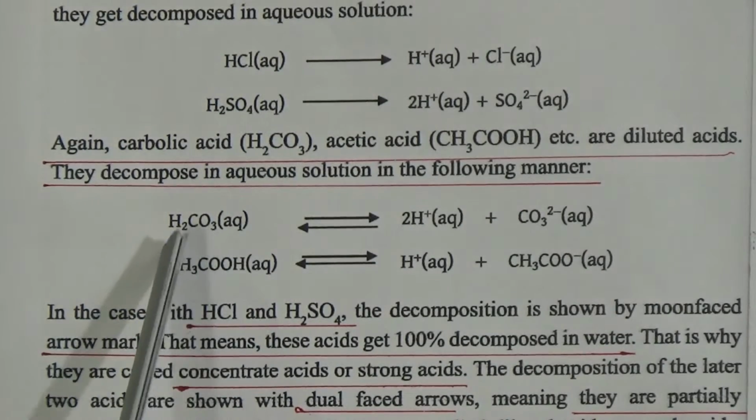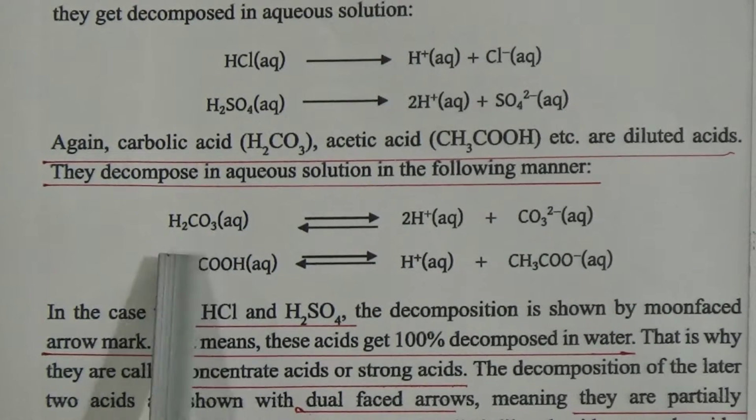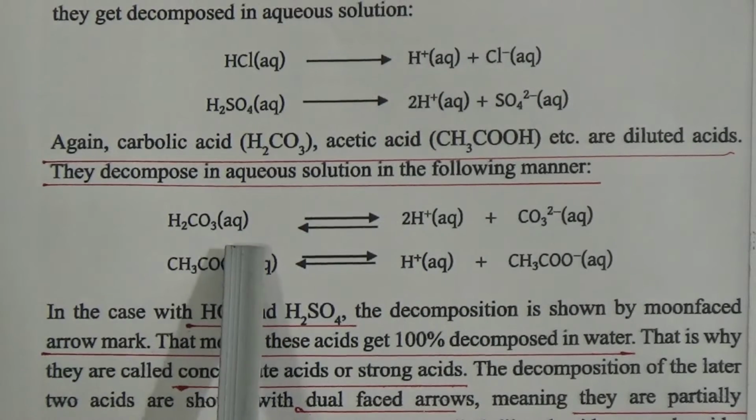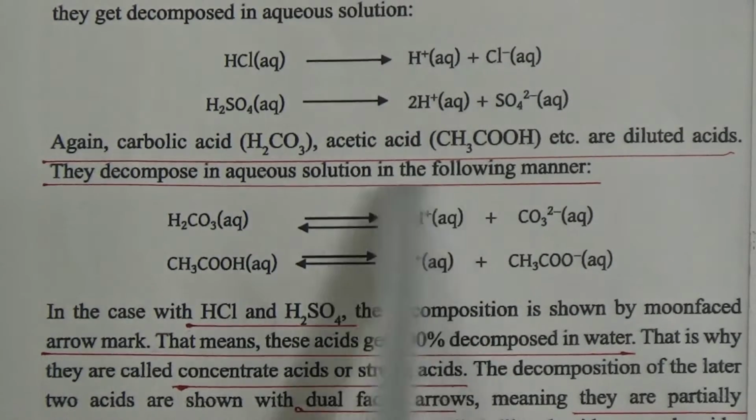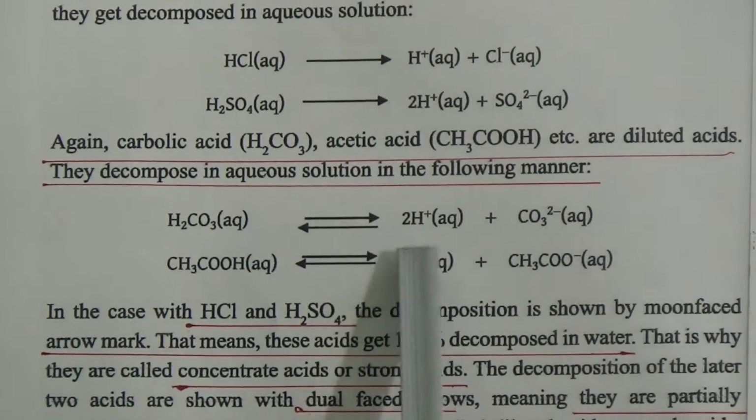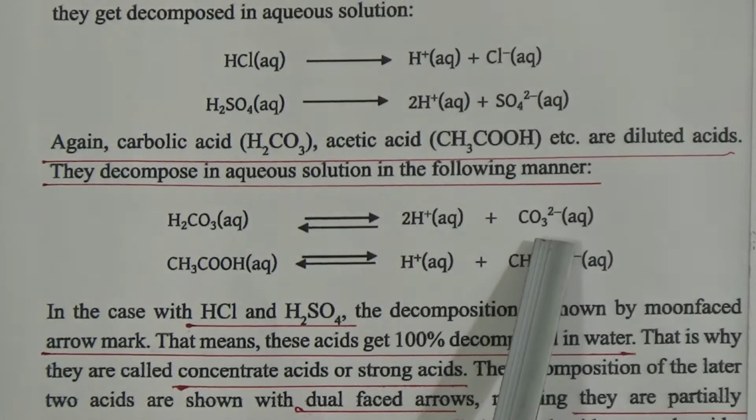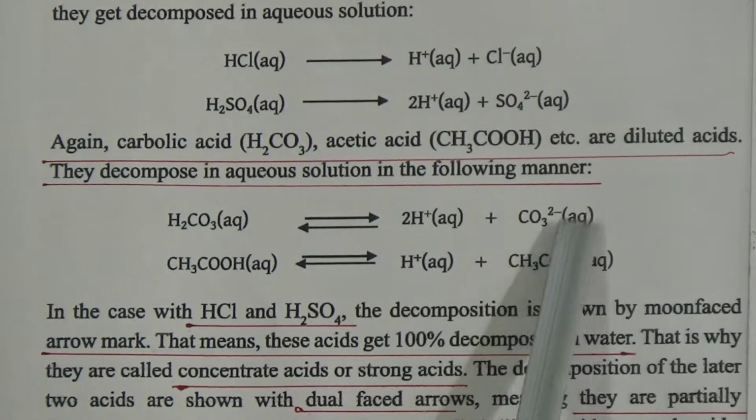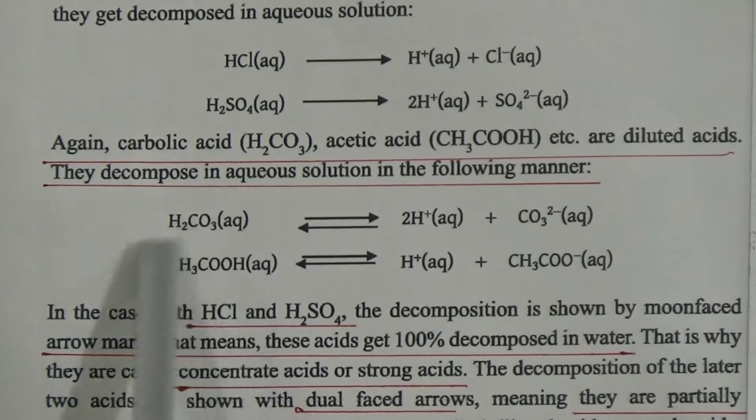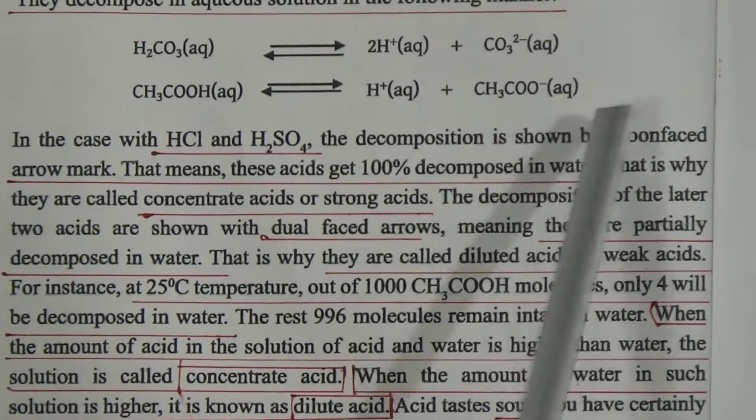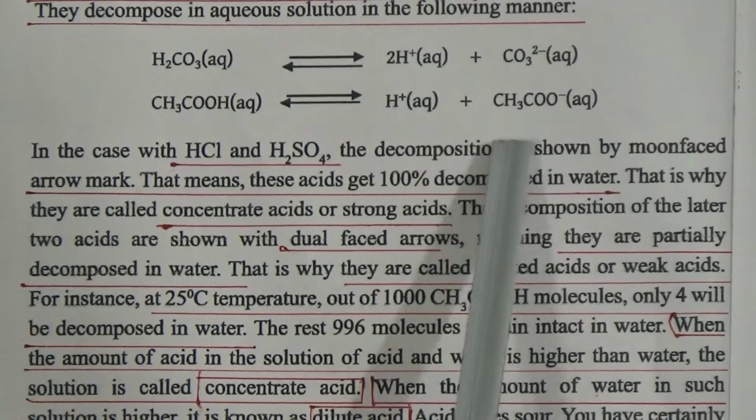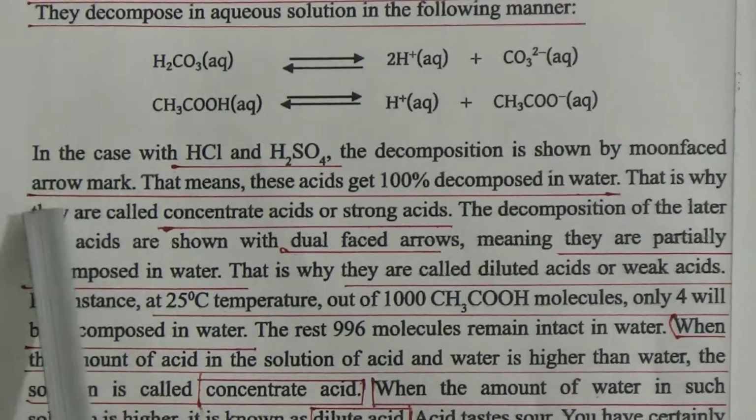When we use carbonic acid as an aqueous solution, we get 2 protons and 1 carbonate ion. Then there is acetic acid. When we dissolve it in water, we will get 1 proton and 1 acetate ion.